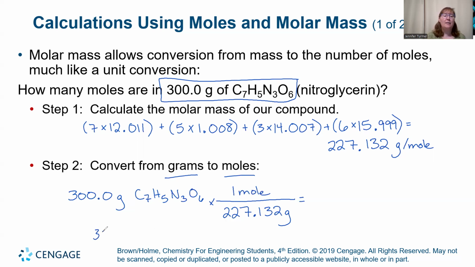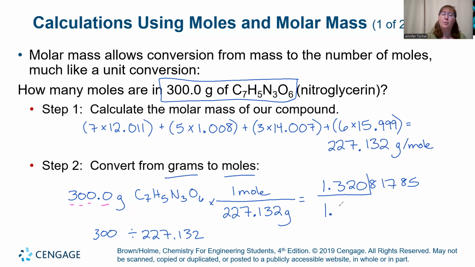Okay, that means we're dividing this. So we have 300 divided by 227.132. And we can have 4 significant figures here. We're right back to that 1, 2, 3, 4 significant figures. And that means that our final answer, our calculator will give us 1.320811785. If we can have 4 significant figures, this converts to 1.321, and your units for this are moles.